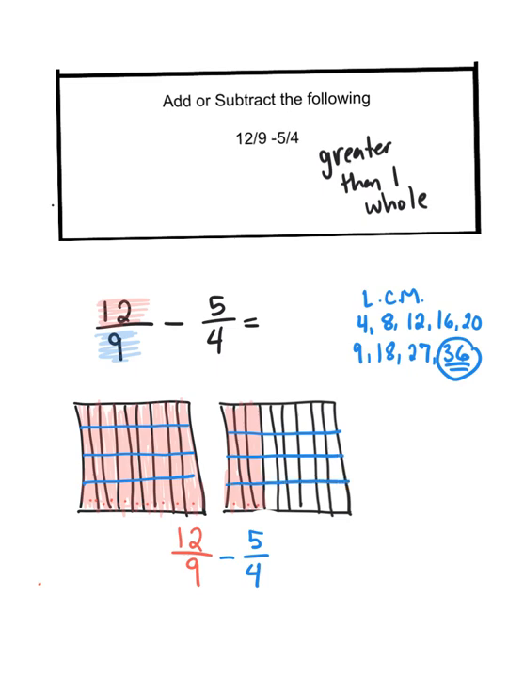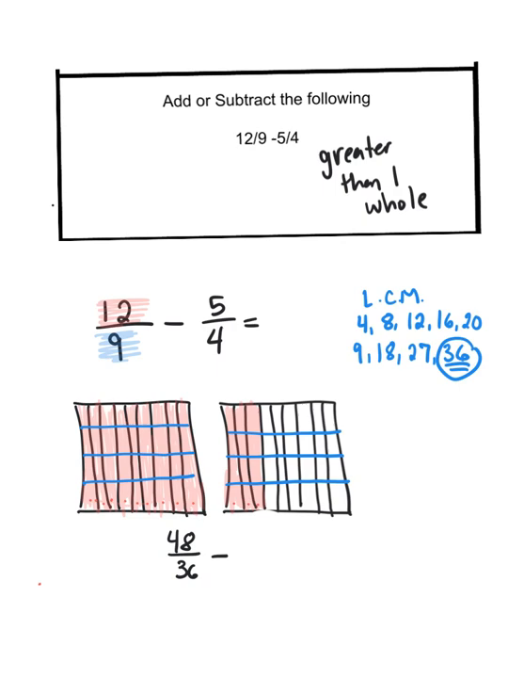So now, instead of 12 ninths, we have 36 out of 36, that's our 1 whole, plus 12 out of 36, that's our second piece here, our less than 1 whole portion. So our improper fraction out of 36 is going to be 48 out of 36.